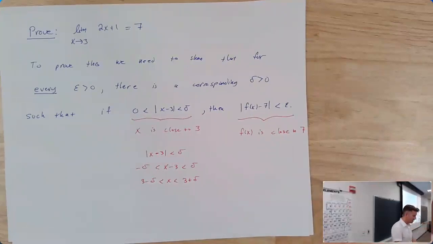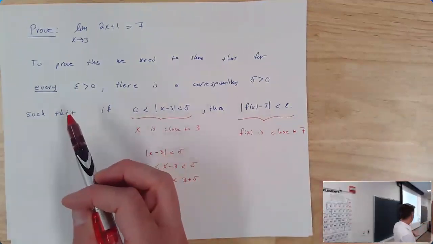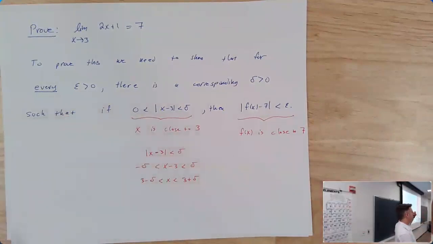And so the idea is that for any epsilon, which could be super small, we can always find delta so that if you make x close enough to 3, how close? Delta close. If it's within delta on either side, then you will get the function to be as close as you want it to be to 7. How close? Within epsilon, either above or below. That's the whole idea.